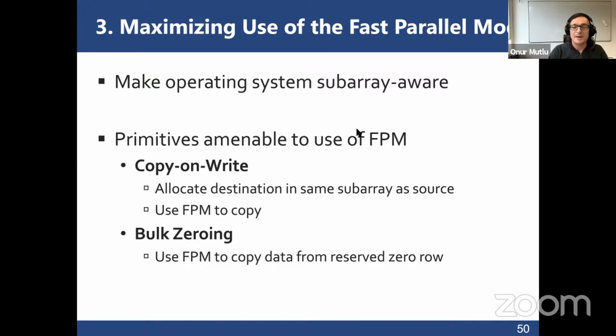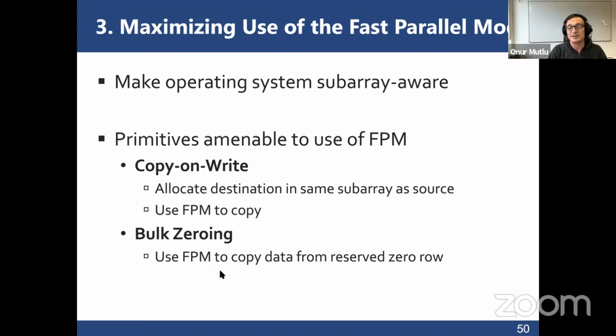For example, the operating system has copy on write or zeroing primitives. If the operating system knows where the data is placed, which subarrays are there in DRAM, and where it has allocated the data, it can allocate the destination page in the same subarray as the source and use fast parallel mode to copy. And usually this copy on write is done lazily. Whenever you write to the source page, that's when you actually do the copying to the destination page.